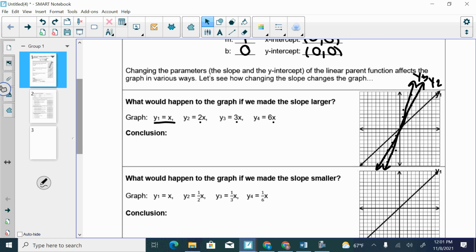So we're not going to be able to fit but 1 point each direction on that one. Okay, so y1 was the one that was already drawn for us. This one was y2, this one was y3, this one was y4. So what happened to our graph as the slope got bigger on each one? What happened to the line? Probably got steeper, right? So the conclusion that we can draw is as the slope increases, our line gets steeper.